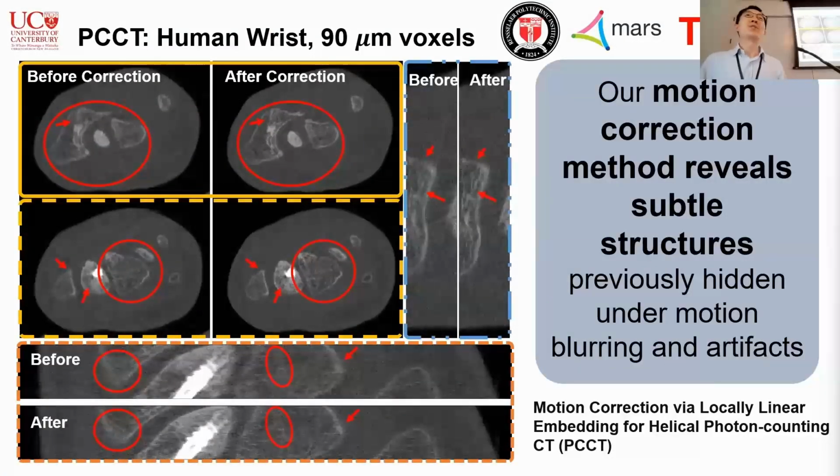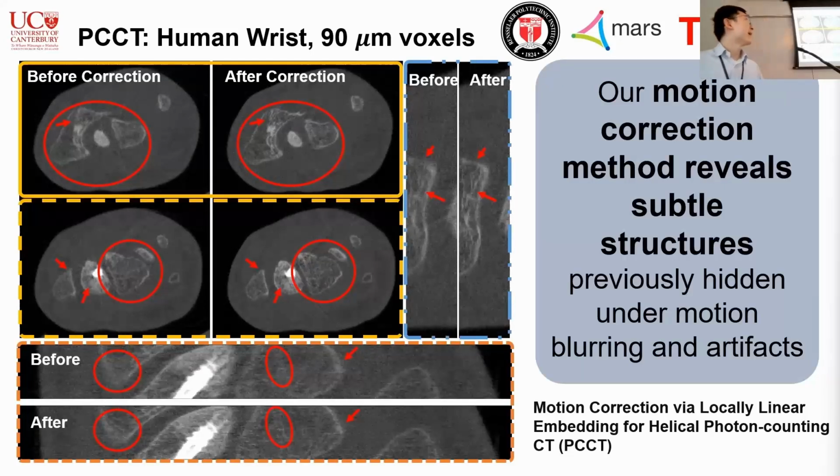Hello everyone. I'm Mengzhou Li from Rensselaer Polytechnic Institute, and our work here is about motion correction for photon counting CT. And as mentioned in earlier talks this morning, photon counting CT enables high resolution imaging. But as we know, high resolution imaging is also more sensitive to the motions of patients.